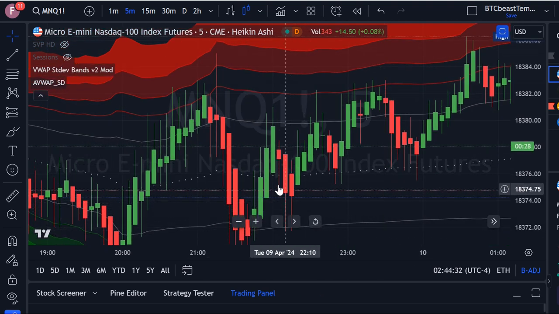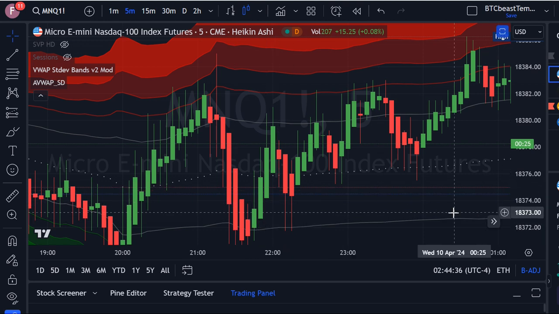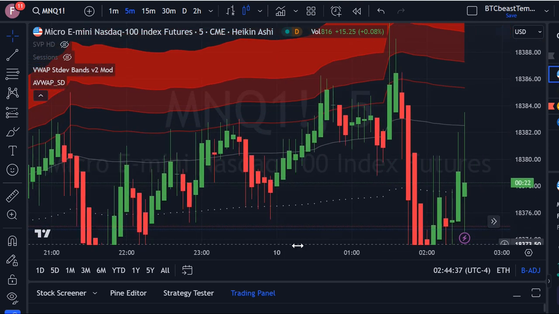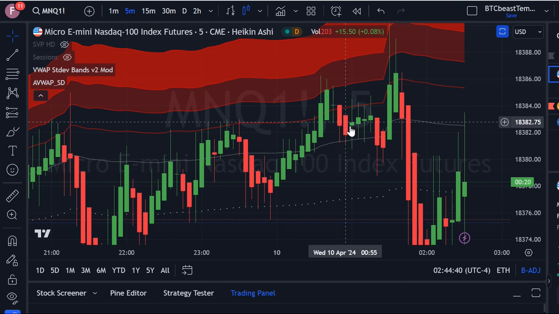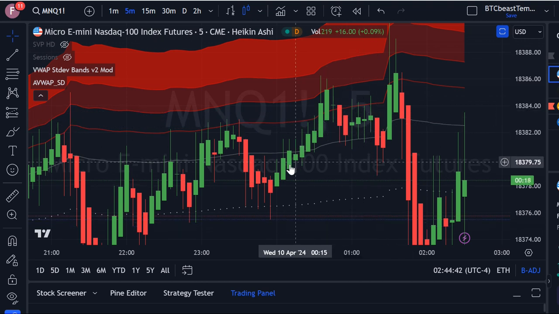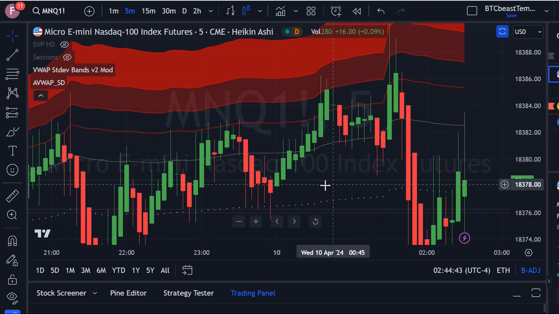See, here's some pullback. These are a little bit more advanced. Let's go for this. Here is a nice pullback right here. This is a good pullback right here. It failed, but it was still. Yeah, this one kind of failed.